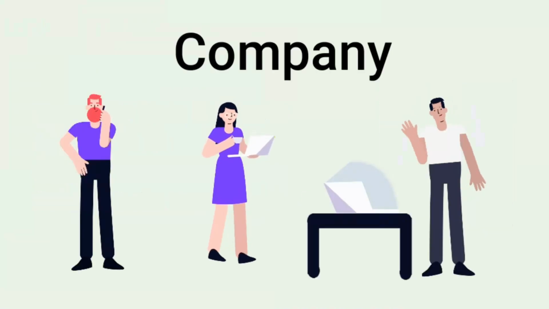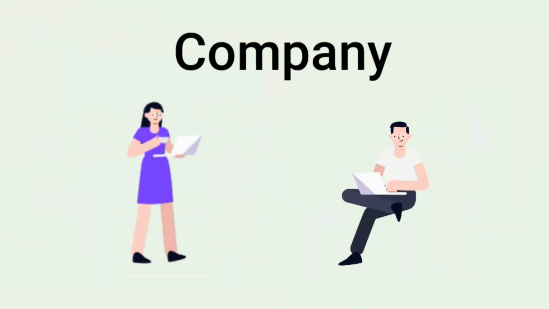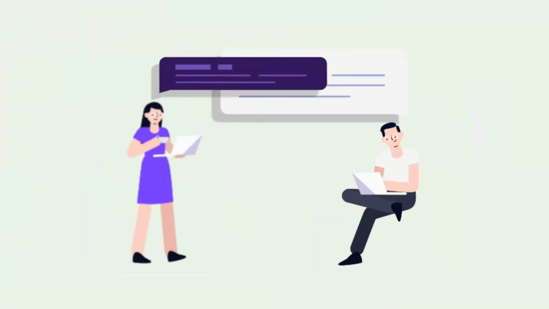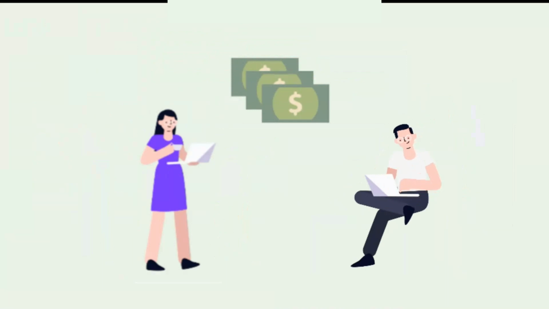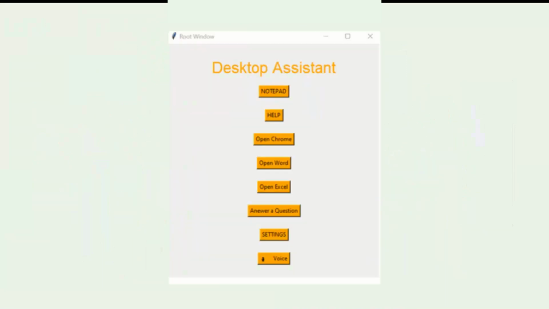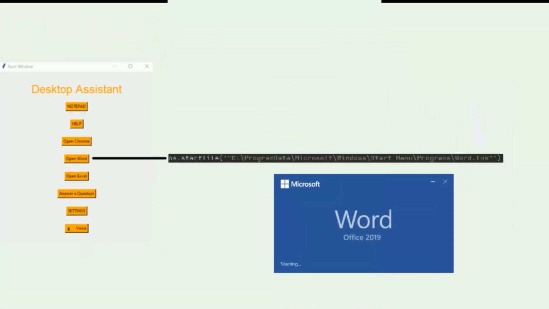So you are running a company. You have a personal assistant. You are paying her good enough money. But there are plenty of mistakes in the notes she noted down, and paying her $25 per hour is not worth it. So, I came up with Desktop Assistant. Desktop Assistant will automate commands as per your requirement. For example, when you click on the Open Word button or say, Open Word, Microsoft Word will open up.